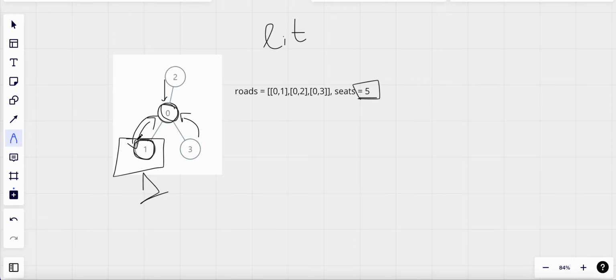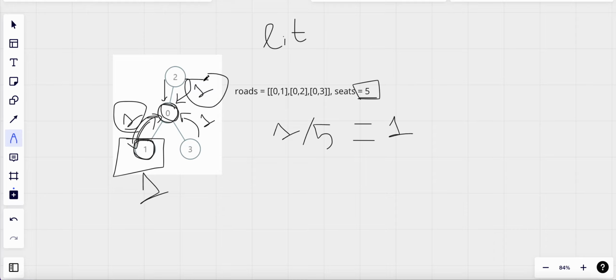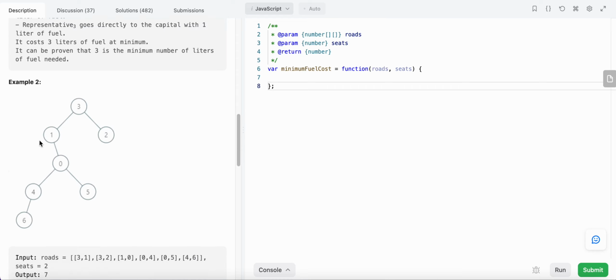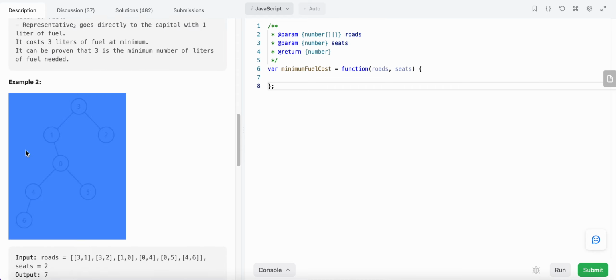So for one representative to travel from this node to this node, the number of seats is 5, so that would still be one car. So we take 1 divided by 5 and take the ceiling value, which is equal to 1, so the fuel in liters is 1. Similarly, from this node we need 1 liter, and from this node we need 1 liter. In the end we add all of these values, so the result is equal to 3. Now let's look at a more complex example.